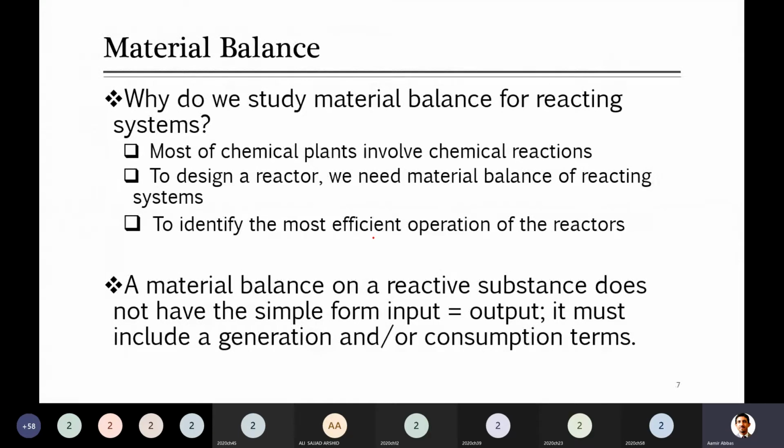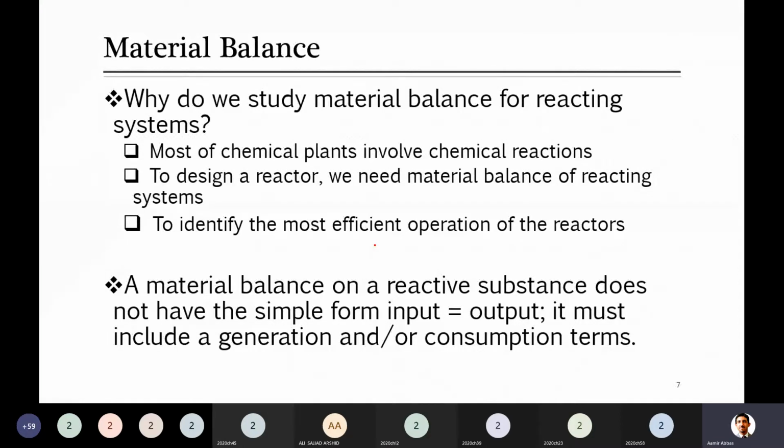So when you look at the reactive system balance, up to here there was a simple equation which was used for most of the problems. Input is equal to output, or at most in some problems, accumulation is equal to input minus output. But the generation and consumption terms were ignored up to here. Now you can't ignore them. You have to include them.